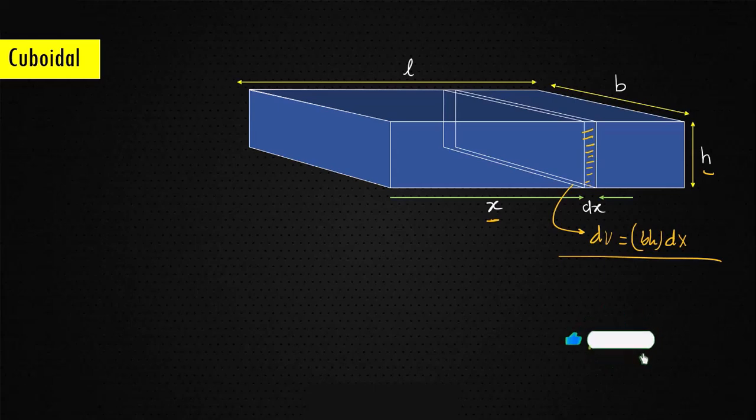Once I calculate the volume, I can calculate either mass or charge, depending on the nature of the problem. The only thing is that you take care about the limit. Here the variation is with respect to x, and x is varying from 0 to L, so you have to put the limit from 0 to L. This is again a 3D kind of element, where I am calculating the volume.